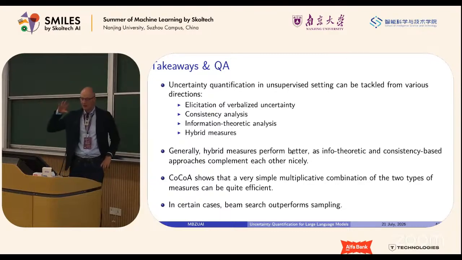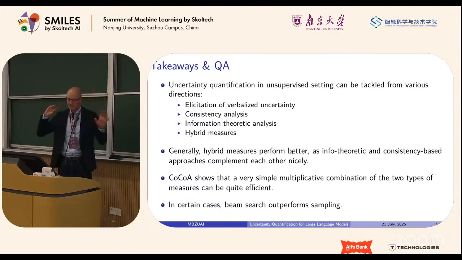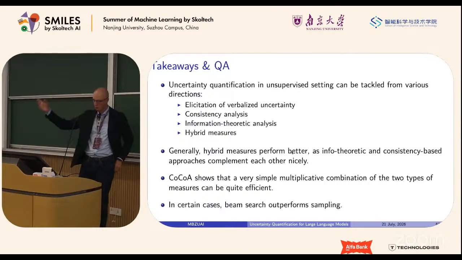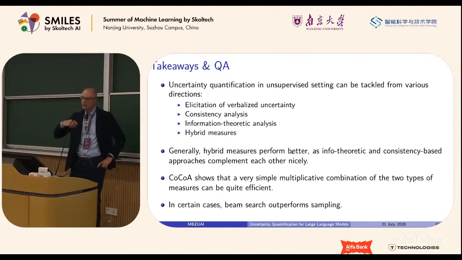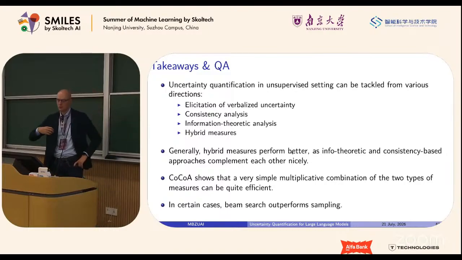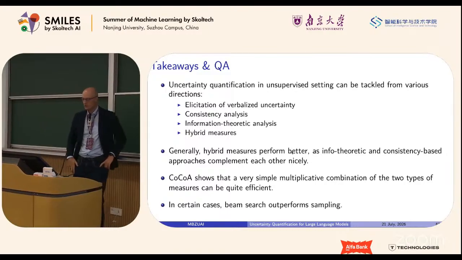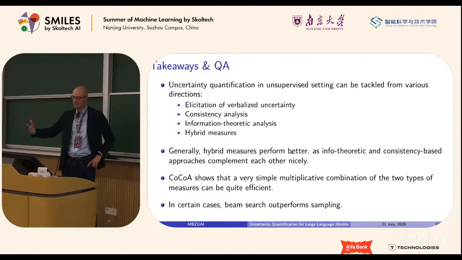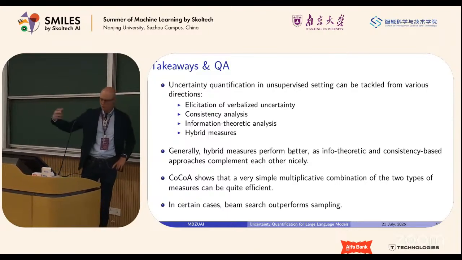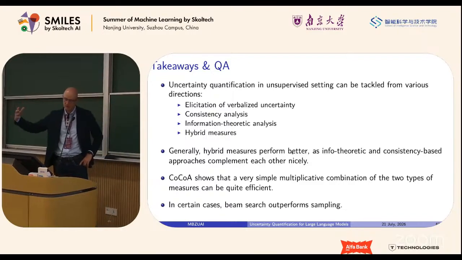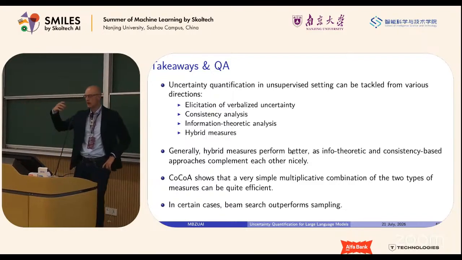And finally, the hybrid techniques that combine consistency and confidence are probably one of the best ways to go, especially if you're already doing beam search, then it's essentially free for you. If you have a diffusion-based model, that's once again free for you. So this hybrid technique, the COCOA technique applied on top of beam search or on top of a diffusion-based model, is, I think, one of the best methods to quantify uncertainty in an unsupervised way.